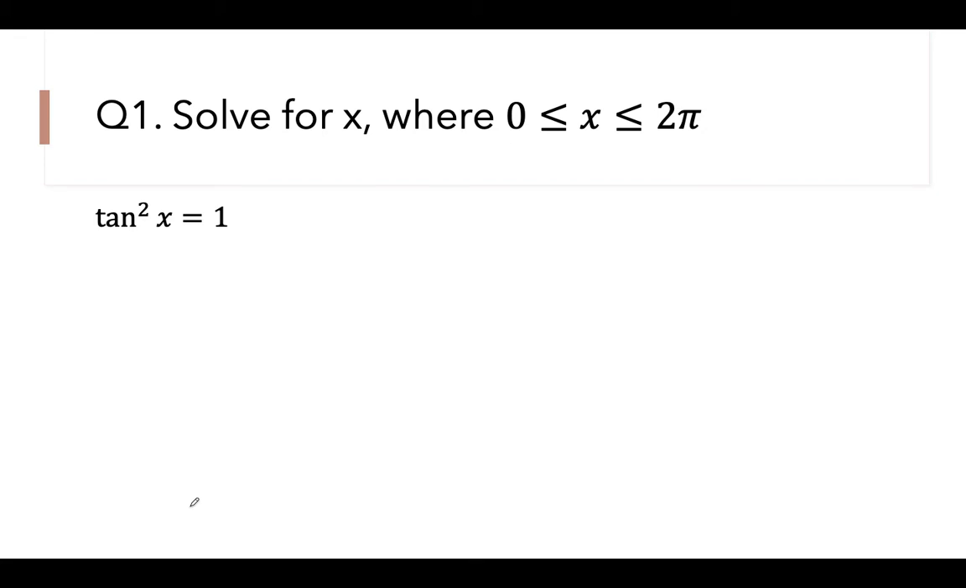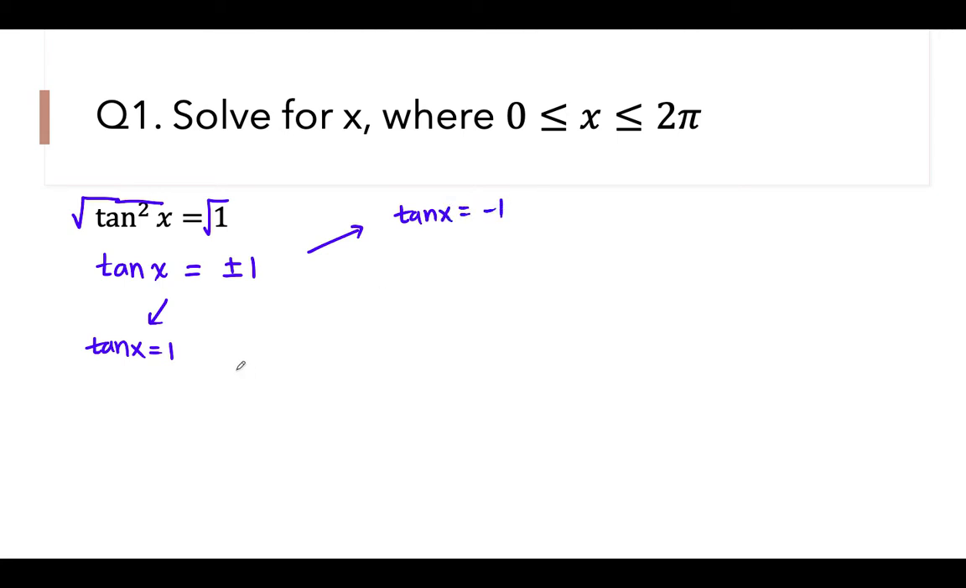Let's start with question number 1. Solve for x. We're given a domain between 0 and 2 pi. Tangent squared x is equal to 1. So first, I'm going to square root both sides. Then you will get tangent x is equal to plus or minus 1. So for the positive side, tangent x is equal to 1, and for the negative side, tangent x is equal to negative 1.